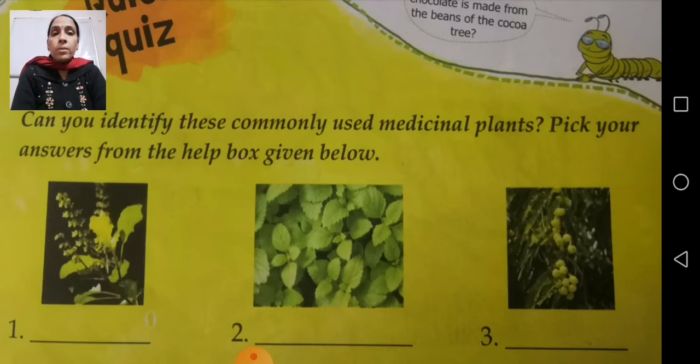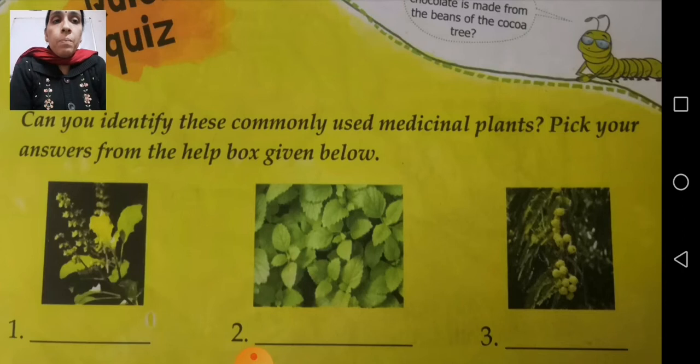Tulsi, again, is important. Number 2 is pudina. Pudina is again very important for diseases related to your digestion. If the digestion is proper, then you don't require pudina. But many times in summers we have this kind of issue, and a few persons have that kind of problem. That's why we were revising all of this, which we have already done in the previous video. Now pick your answers from the help box given below.